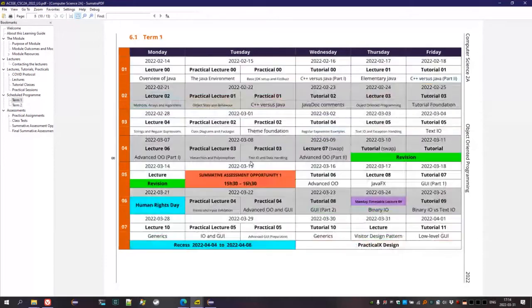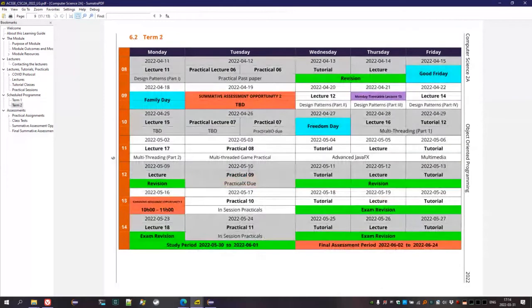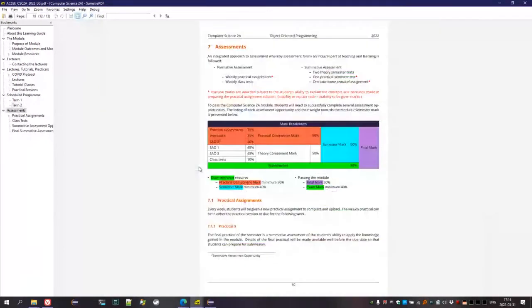Other things to note in the learning guide is this practical X. You'll see the design there is given out during recess. It's only due in week 10, but at the end of week 12 or beginning of week 12, you see that the actual final practical is due. And if you look a bit later, you will see there's a short discussion on practical X in the learning guide as well.